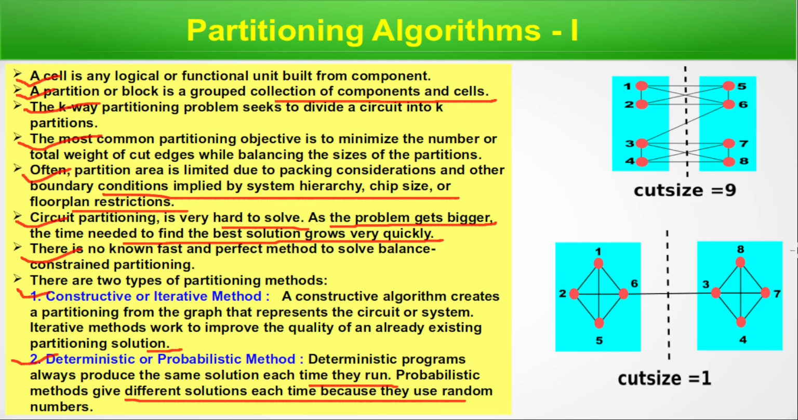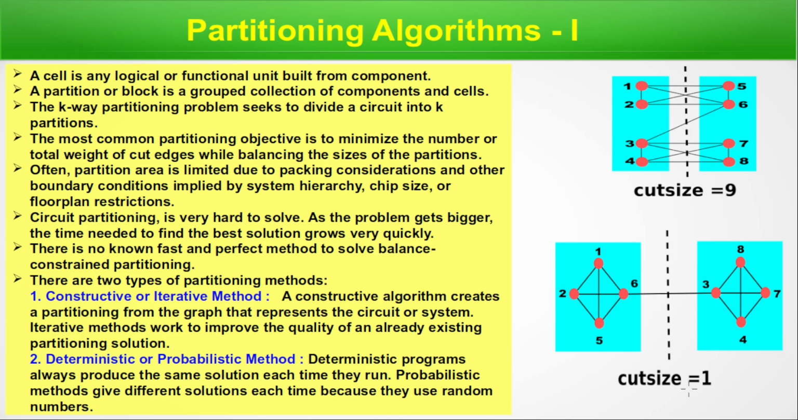There is a small example. There is one block, another block. There are 4 nodes, and if we consider the interconnections between them, there are 9 interconnections between these 2 blocks. And if we rearrange, keeping the functionality the same, the connection becomes 1. So the cut size is reducing from 9 to 1. We are done with this slide. We will move to the next slide.